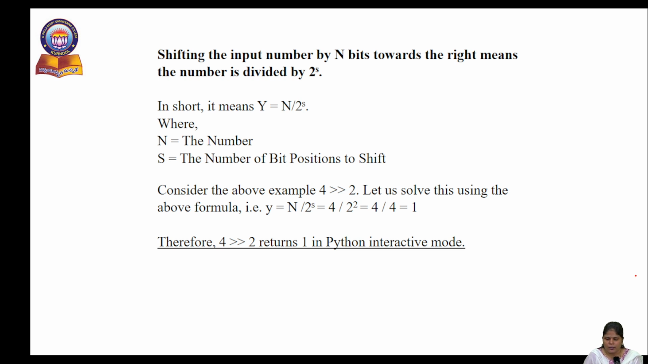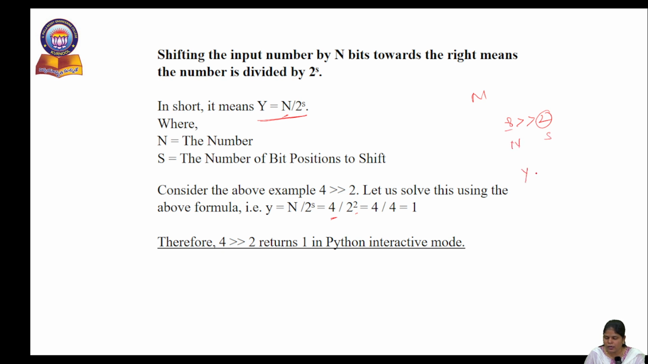If you want to know whether you have shifted correctly or not, you can use this formula: y equals n by 2^s, where y indicates the resulting value, n indicates the value which you want to shift, and s indicates the count, how many times you want to shift. As I have taken n, for example, 8 right shift 2, this s is the shift count and n is 8.